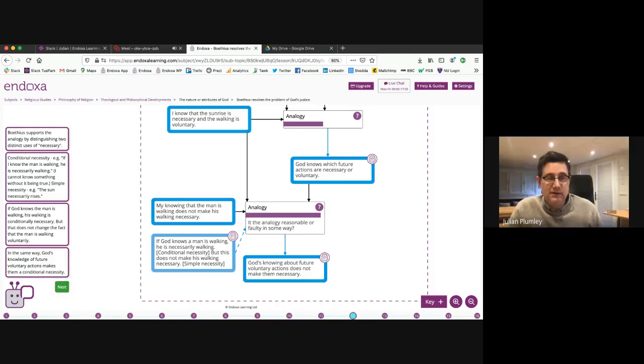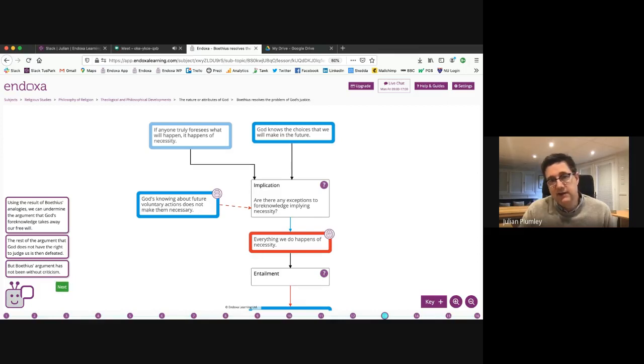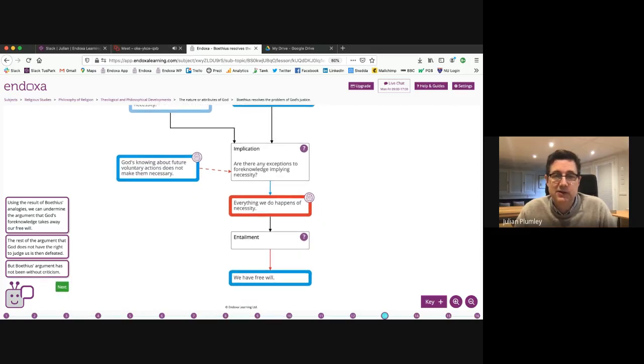Great. And where does the argument go next? Yeah, okay. The rest of it is actually quite simple, because having derived this, you can use it directly to undermine the argument we had at the beginning. So this argument that everything we do happens of necessity, one of the critical questions here is, are there any exceptions to foreknowledge in general implying necessity? Well, we've just shown that. That was the point of Boethius' argument, that God's foreknowledge, his knowing about future voluntary actions, does not make them necessary, because they're only conditionally necessary, because he sees them in his eternal present. And if that's not true, this argument is wiped out.